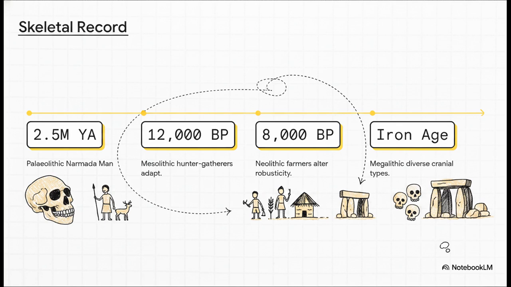Then, fast forward to 8,000 years ago, we see Neolithic farmers. Their settled agricultural lifestyles actually altered their skeletal robusticity, which eventually led to the incredibly diverse cranial types we find in Iron Age megalithic burials. We are literally watching evolution and adaptation happen right there in the bone.